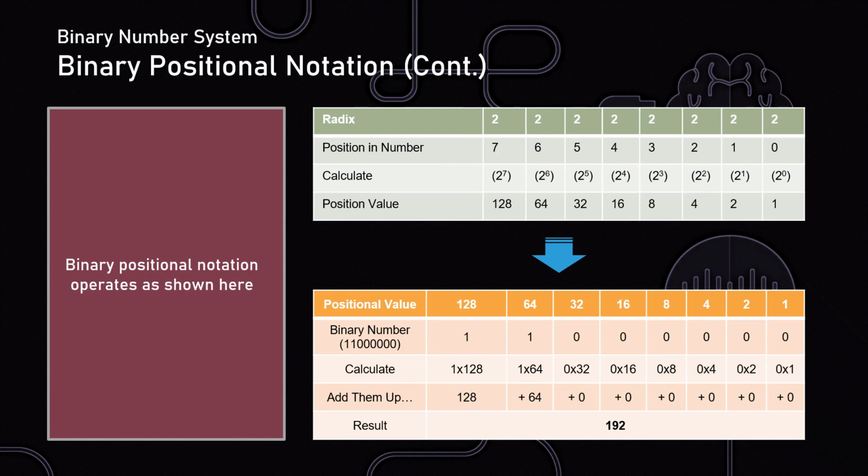If we have the binary number 11000000, we can calculate based on our positional values. So 128, or 2 to the 7th, is in position 1, and the binary number 1 is there, which means yes, 128 is present as part of our value. 1 is present under the 64 position as well, so that indicates that 64 is part of our number.